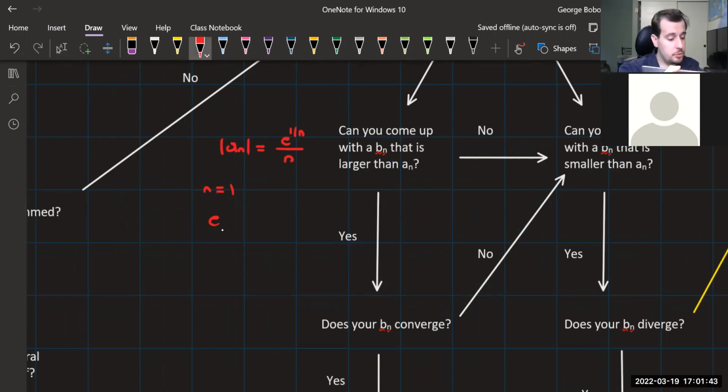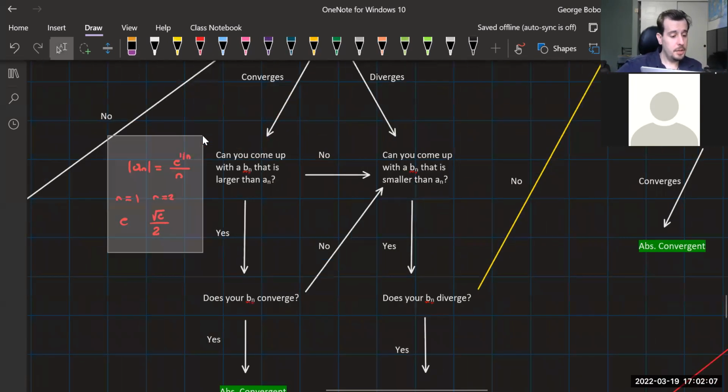Okay. Then as soon as you go to 2, you get square root of e over 2. Can we come up with another series? This is the hard part. Comparison test is always hard. Can you come up with another series that is now taking advantage of what you just told me?